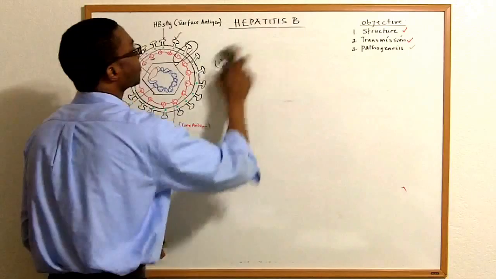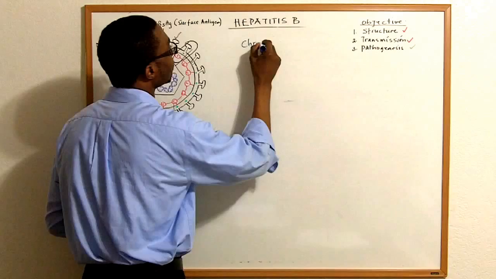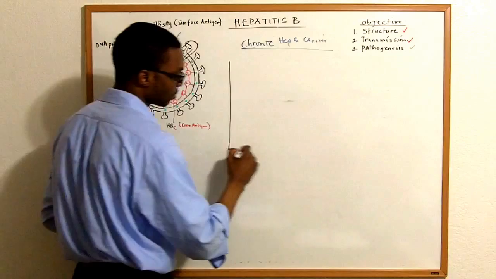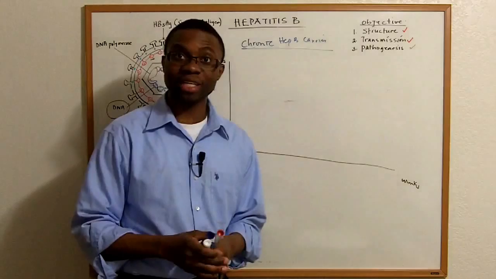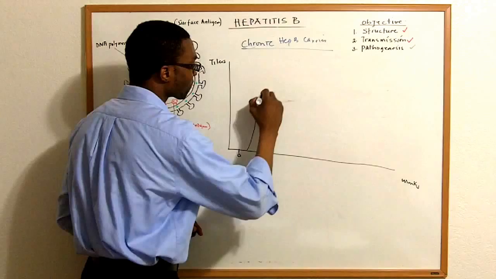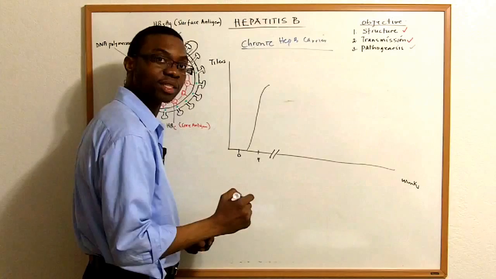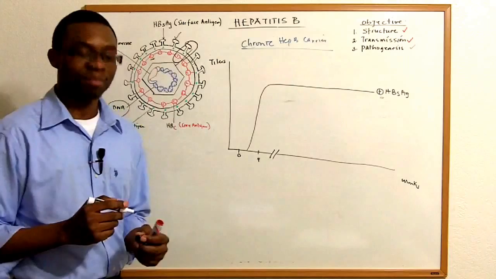So in a chronic hepatitis B carrier, let's use blue. Chronic Hep B carrier. Let's draw the graph. We have titers, and let's make months in this case. So normally, this is what will happen in a chronic hepatitis B carrier, right? They'll get an infection, just like everybody else. And the surface antigen will rise and rise. And instead of falling like the normal one in acute infection, the surface antigen parallels, and they continue to be positive for the hepatitis B surface antigen because they never made an effort to clear the virus.